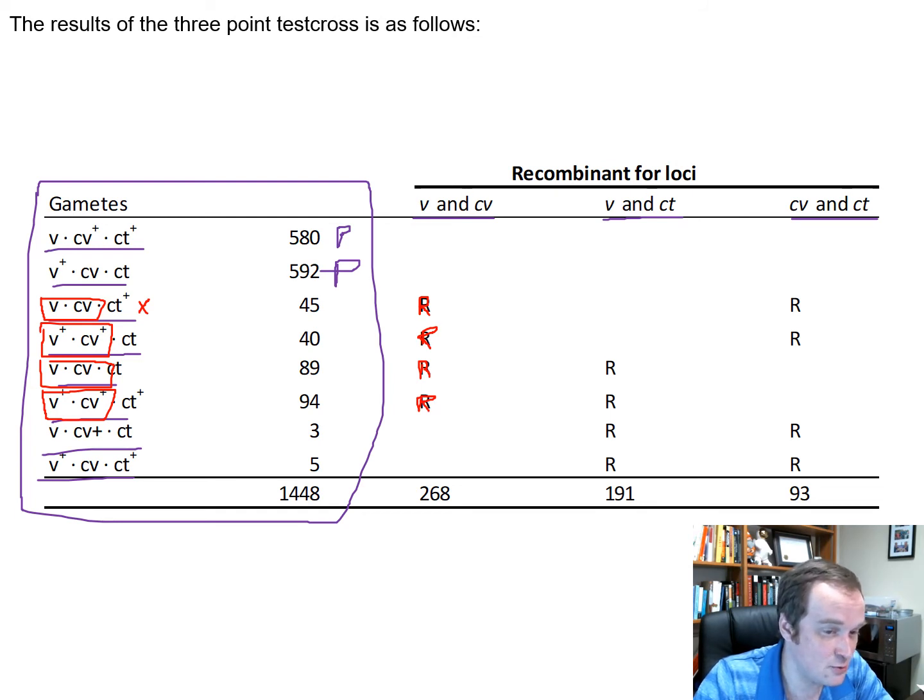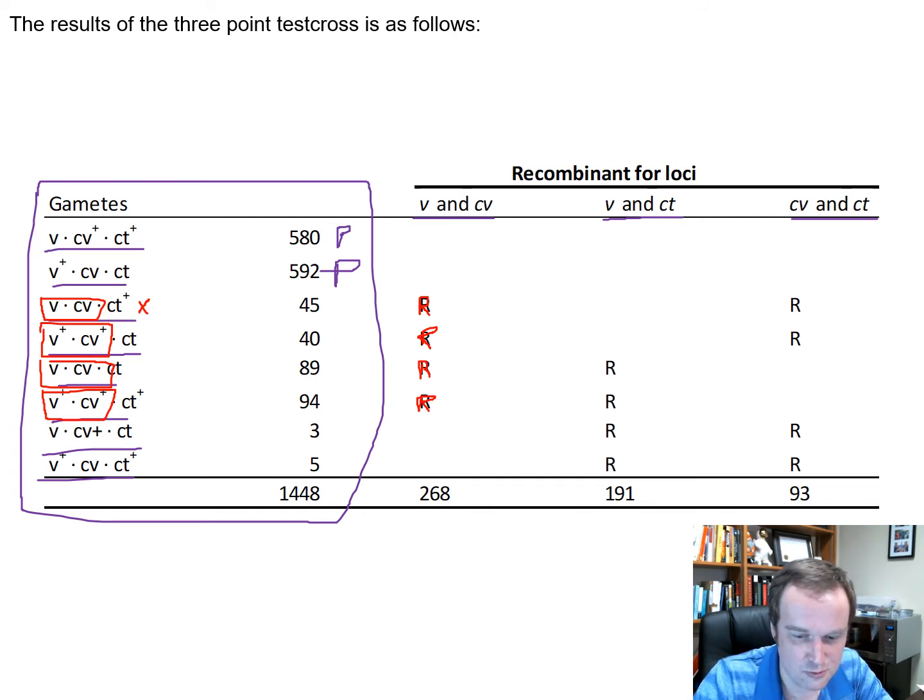We get down to this fifth line and we have V CV plus. One of our parents had V and CV plus, so therefore it's not a recombinant. And then the last line, V plus CV, is also one of the two parents and therefore not a recombinant. So next we move over to the next combination.